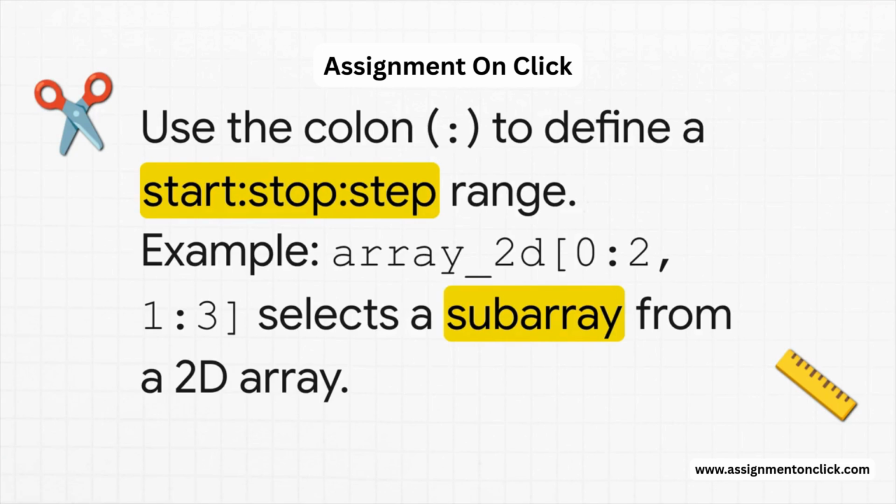In this example, array_2d[0:2, 1:3], we're doing 2 things. The first part, 0:2, tells NumPy, I want the first 2 rows. Then that comma separates the dimensions. The second part, 1:3, says, okay, now from within those rows, give me the second and third columns. See how that works? It's how you can perfectly carve out a subsection of your data.